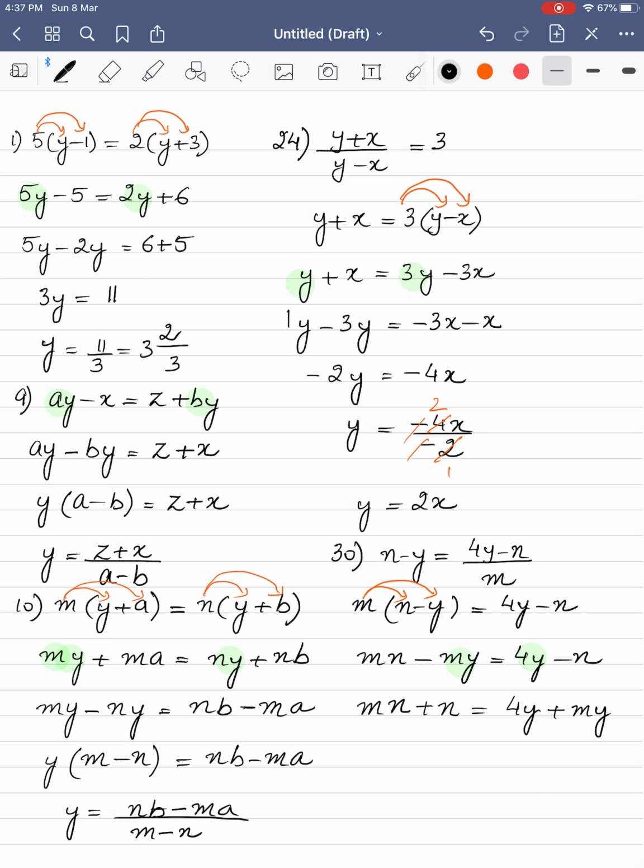Now again I have the terms containing y in two places, so I can factorize the right hand side by removing y common out, and I have 4 plus m inside the bracket. Now conveniently I can make y the subject. I have mn plus n divided by 4 plus m on the right hand side, and that's our final answer.